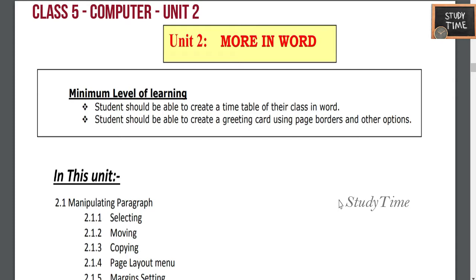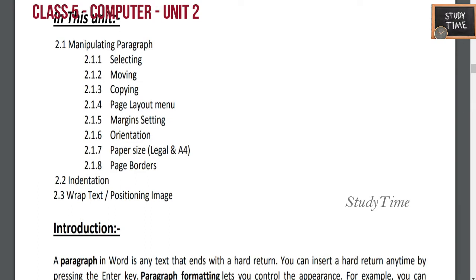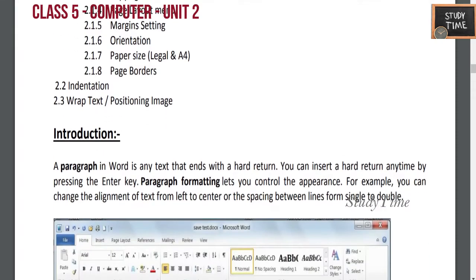So the minimum level of learning from this chapter would be that students should be able to create a timetable of their class in Word, and they should also be able to create a greeting card. So in this unit, we'll be seeing how to select a paragraph, moving, copying, page layout menu, margin setting, orientation, paper size. All these we'll be seeing.